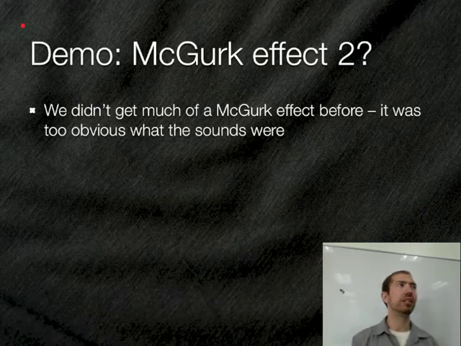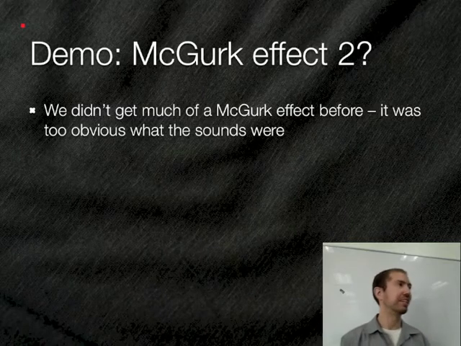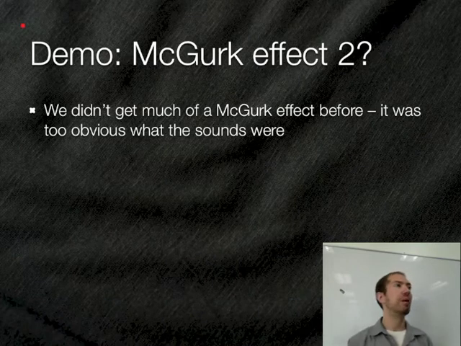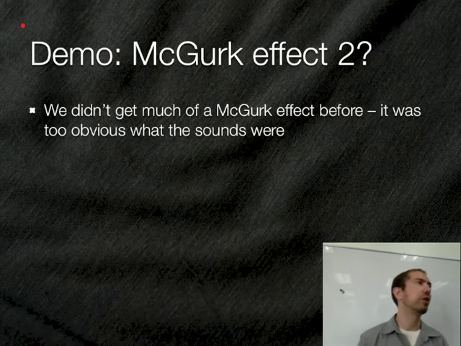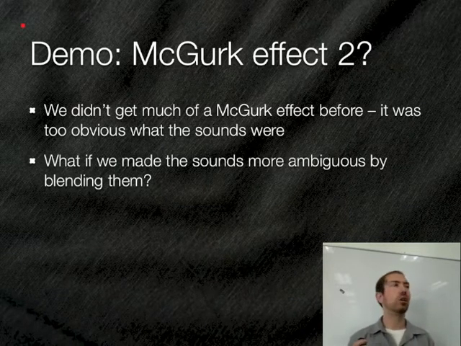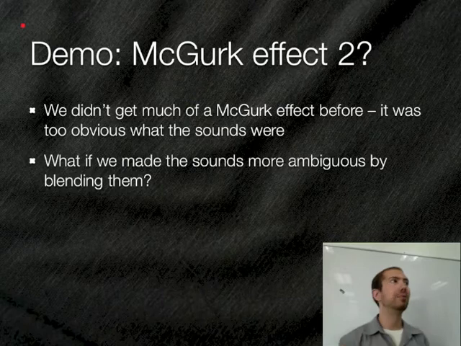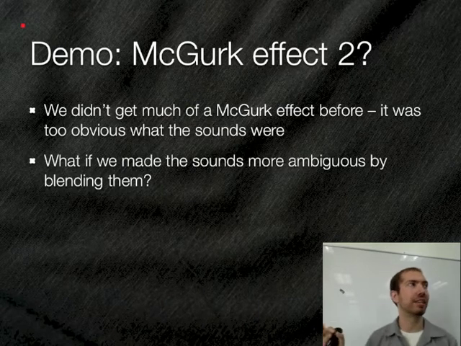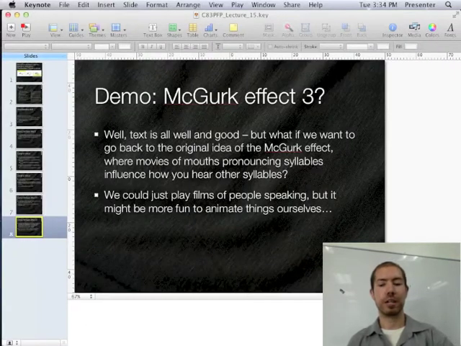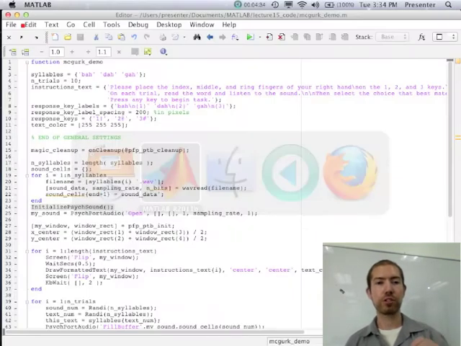But then what we're going to transmogrify this demo into next: you've already seen that we don't really get what we call something like a McGurk effect, right? The text isn't really influencing our perception of the sounds, but maybe that's because it's too obvious what the sounds are. So we might ask a subsequent question: what if we presented text along with ambiguous sounds, by blending together two sounds to make something in between two syllables? So that'll be our second demo. But first, let's finish up the first one.